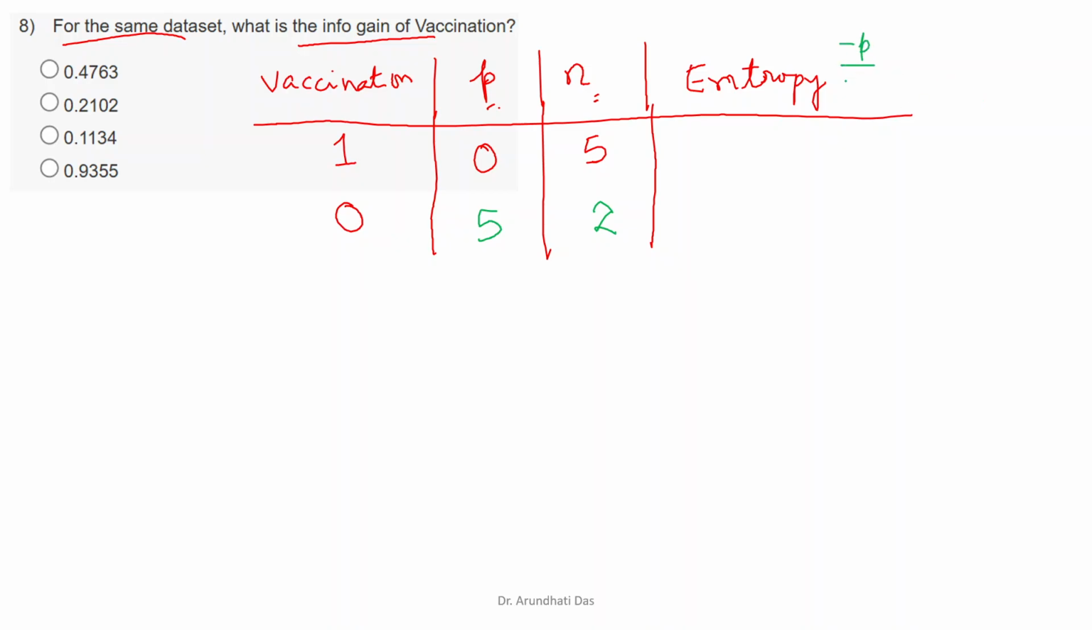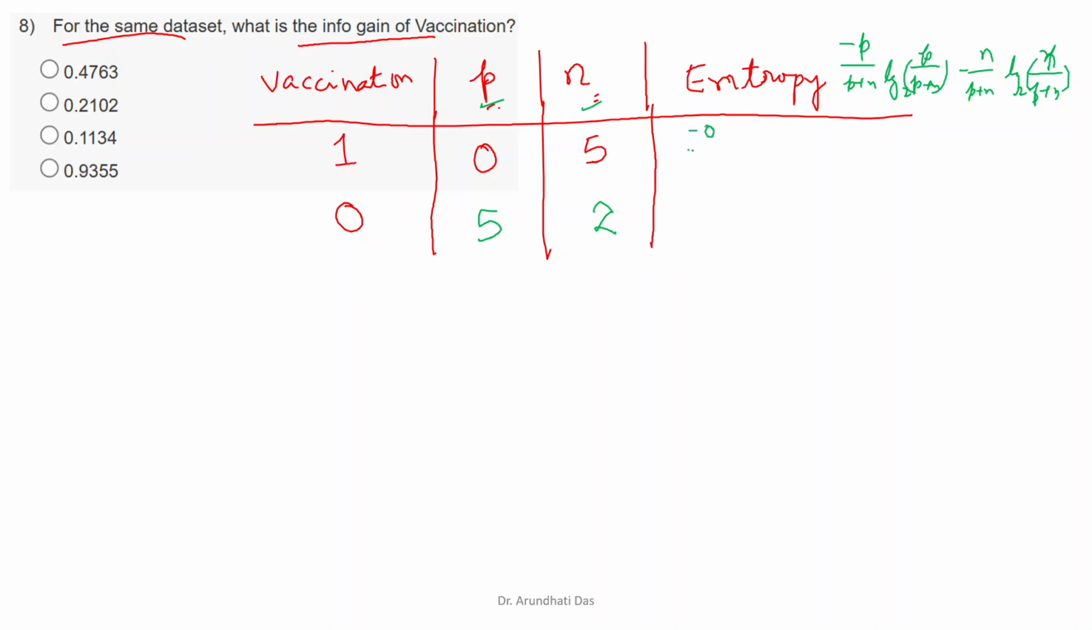Minus p by p plus n log base 2 p by p plus n, minus n by p plus n log base 2 n by p plus n. Okay, this was the formula for entropy, right? So similarly I have the p value here and the n value here, and I can apply this formula. After applying it, when this is 0, what will the values be?